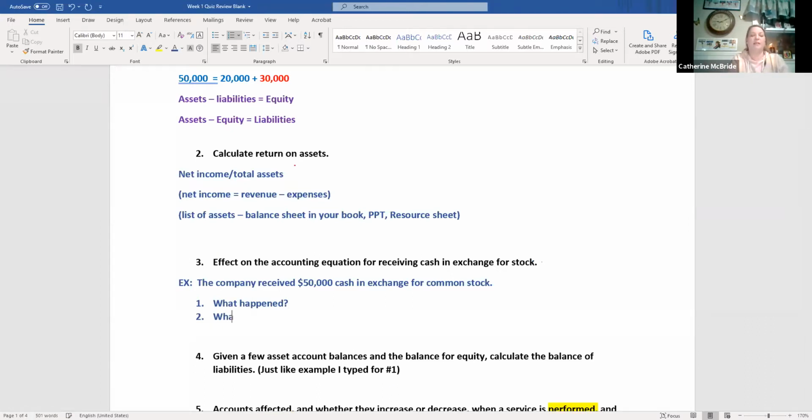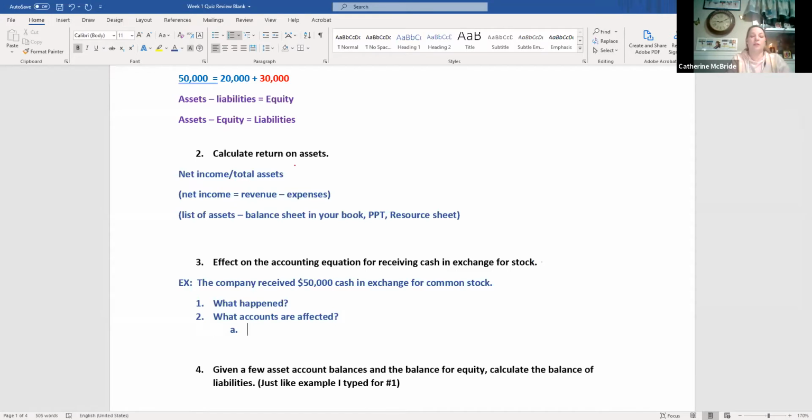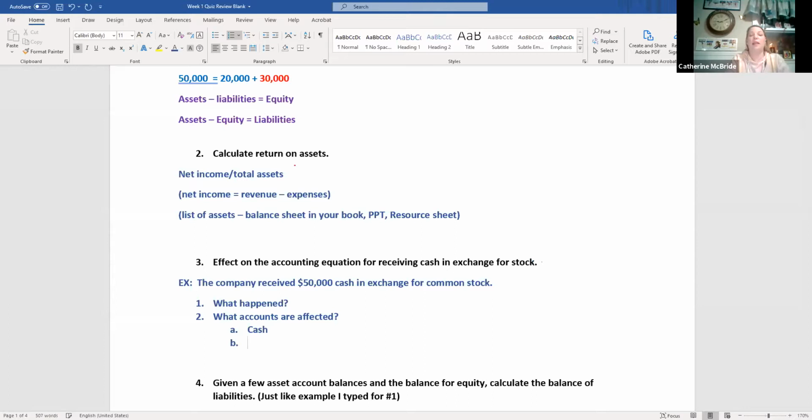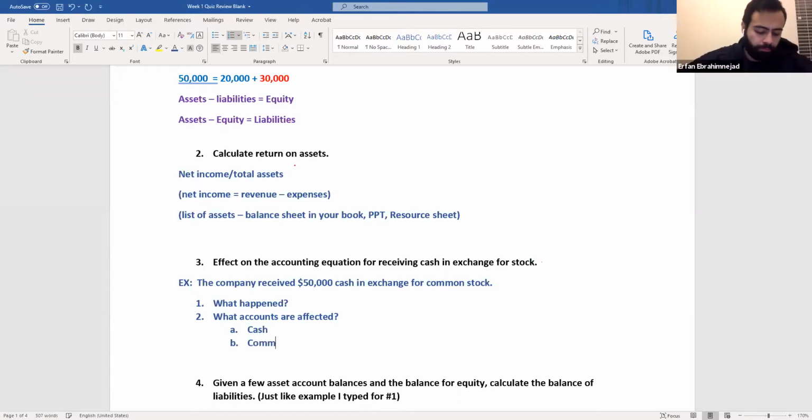The second thing is, what accounts are affected? There's always at least two, sometimes more. What two accounts are affected here? Assets, equity. Okay, but not type of account, the actual account. One of them is cash, and the other one is common stock.